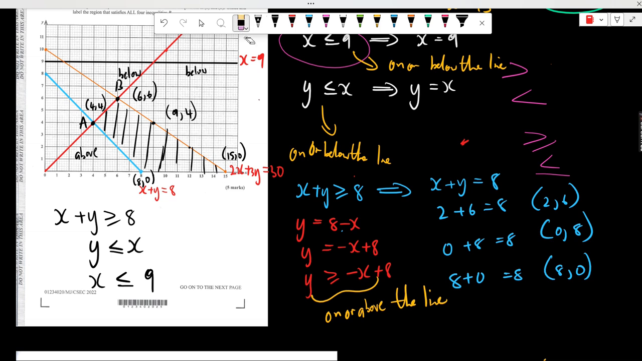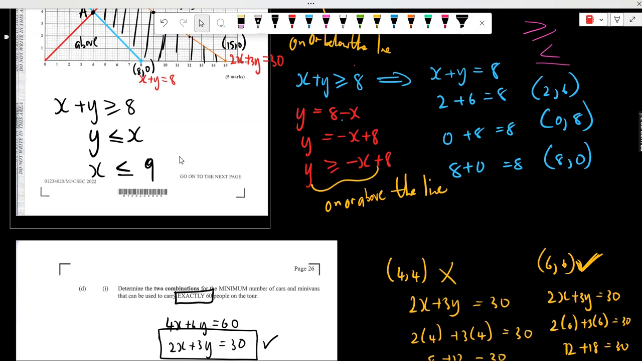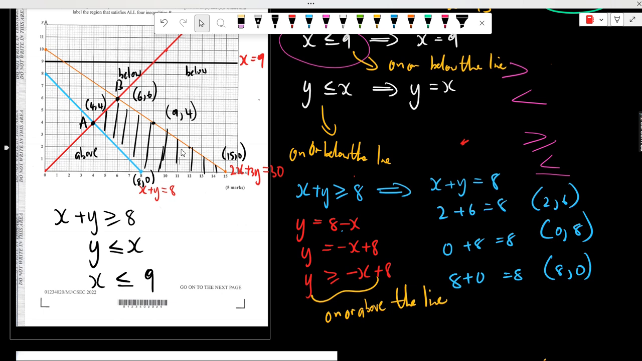But they want the minimum. So obviously 9 plus 4 is 13, and 12 plus 2 is 14. So even if 12, 2 satisfies it, it will not be the minimum. Do you understand what I'm saying? Yes, sir.